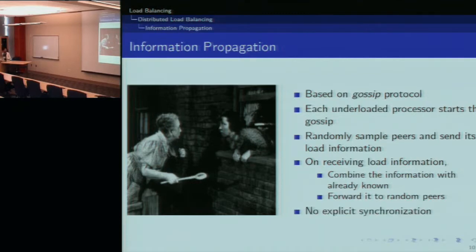One key thing to note here is that there is no explicit synchronization. We don't want any barriers. So the way it is implemented is, an underloaded process starts the gossip. On receiving a message, a process updates its knowledge base and randomly samples a set of processes and sends the information. So there is no synchronization, there is no barrier. But we need to terminate this.